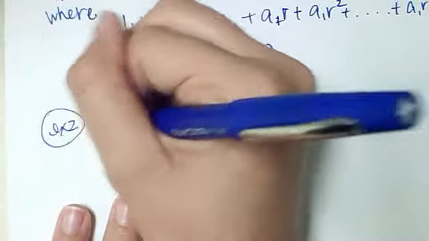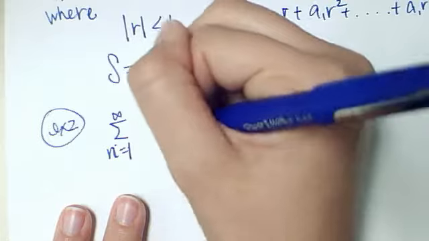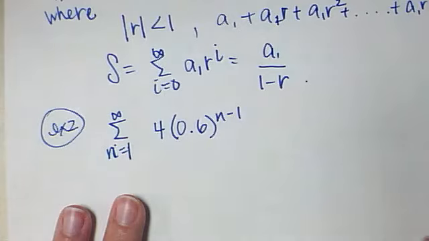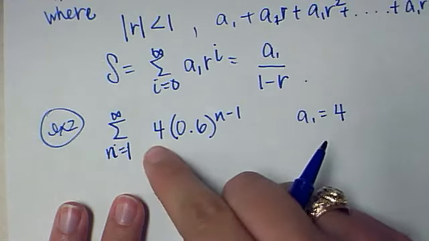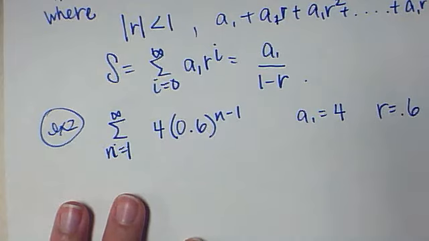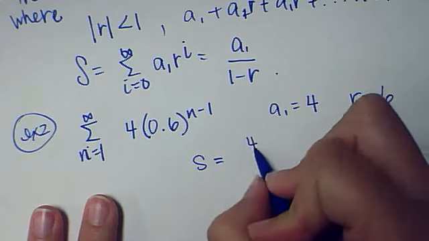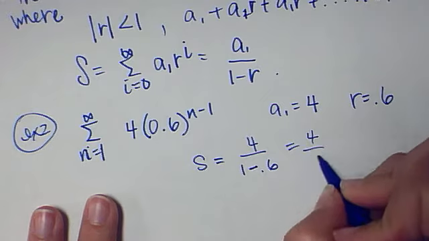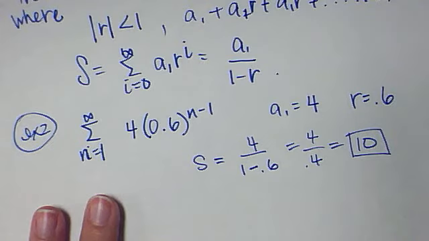Example number 2, I want to find the sum of the sequence from n equals 1 to infinity of 4 times 0.6 to the n minus 1. I want to find the infinite sum there. To do that, I want my a1, which was 4, that's this piece right here, my r, which is 0.6, and I want the infinite term, so I'm going to use this formula. So s equals 4 over 1 minus 0.6, and that would be 4 over 0.4, which is equal to 10. So the sum of the infinite sequence is 10, and that's actually pretty easy.